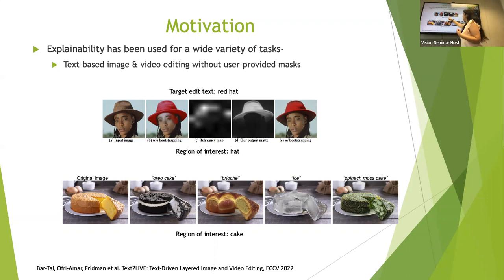So they used relevancy maps of the CLIP model, which I guess you're familiar with, yeah? The CLIP model with the relevancy map actually indicated to their downstream task where pretty much the hat is in the image. And then their model refined those relevancy maps and applied the edit according to the location indicated by the relevancy map. Here you can see what happens without this, they call it bootstrapping, without using the relevancy map. You can see that there are additional artifacts, such as the face is turning red and not just the hat. And when you use bootstrapping, when you use relevancy maps, then the edit is quite localized to the hat. And here you can see other edits that are quite nice. They take a sponge cake and they turn it into an ice cake or a spinach mousse cake. So I think it's a nice example to show.